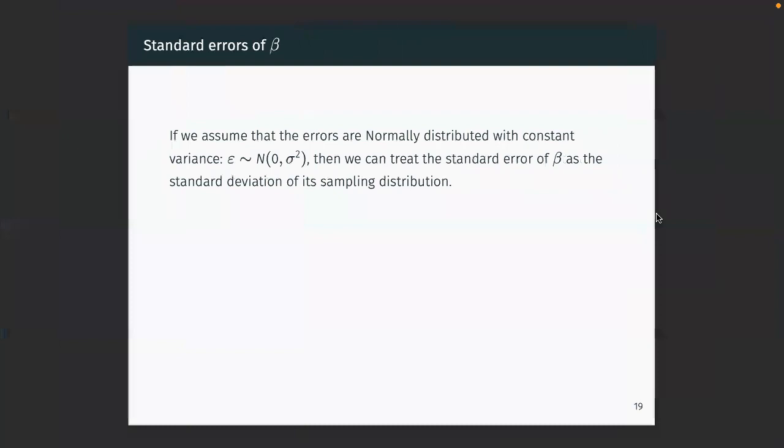So if we assume that those errors are normally distributed, we can treat the standard error of beta as the standard deviation of the sampling distribution. So we can say that beta itself is normally distributed, where the mean for beta will be equal to beta hat. That is, whatever we observe in the data. And the standard error will be estimated from the data.